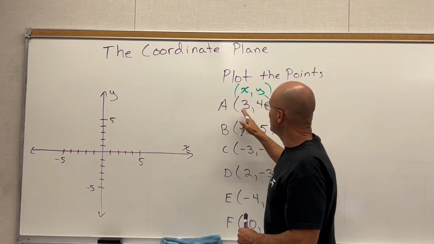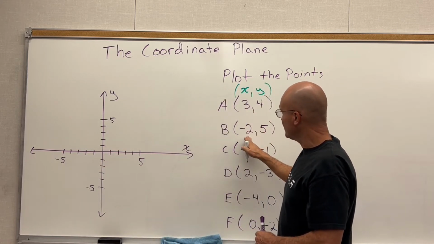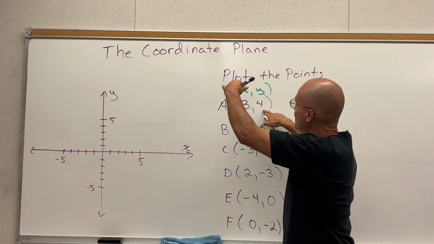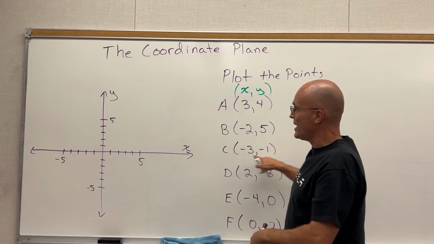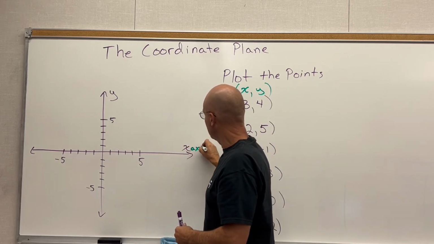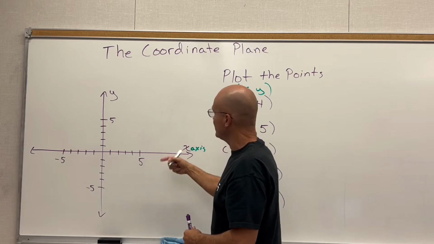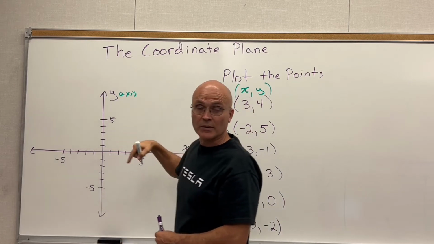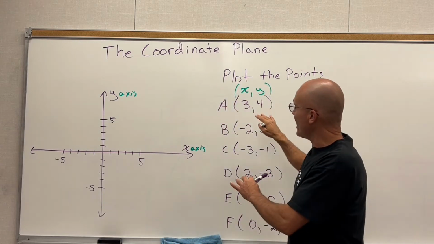Now, once you move to the right or the left, this number actually takes you up, or if it's negative, takes you down on the y-axis. So we got the x-axis, which makes you go right or left, and we got the y-axis, which makes you go up or down. So let's go ahead and put point A where it belongs.